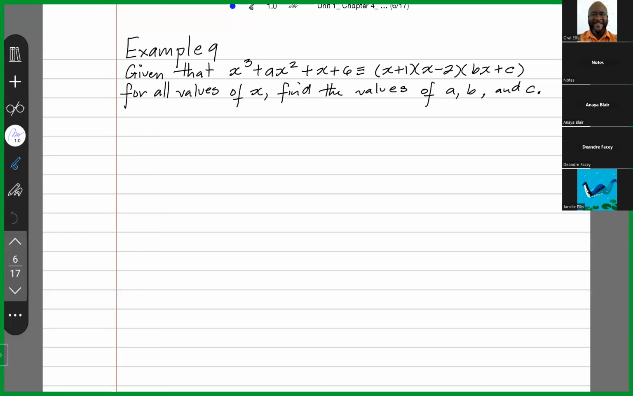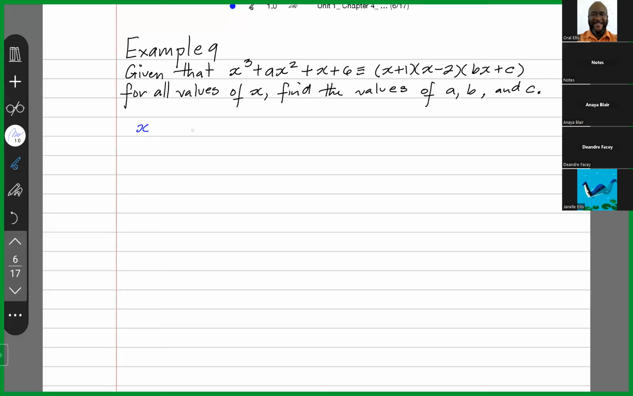All right, so example 9 says, given that x cubed plus ax squared plus x plus 6 is equal to (x plus 1)(x minus 2)(bx plus c) for all values of x, we're to find values of a, b, and c. All right, so let's do the expansion.